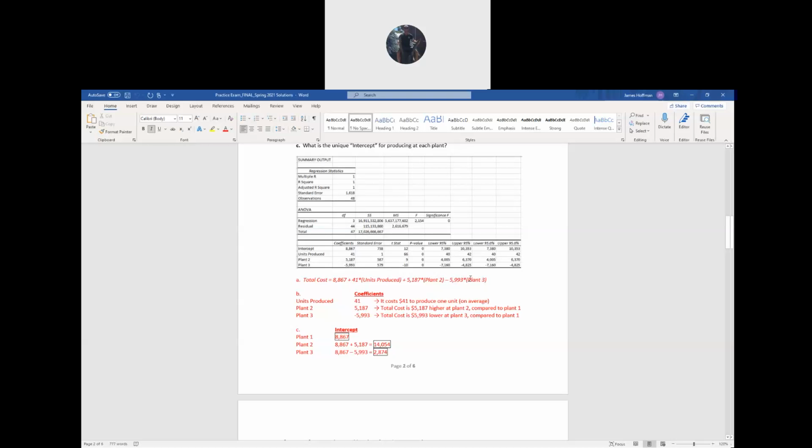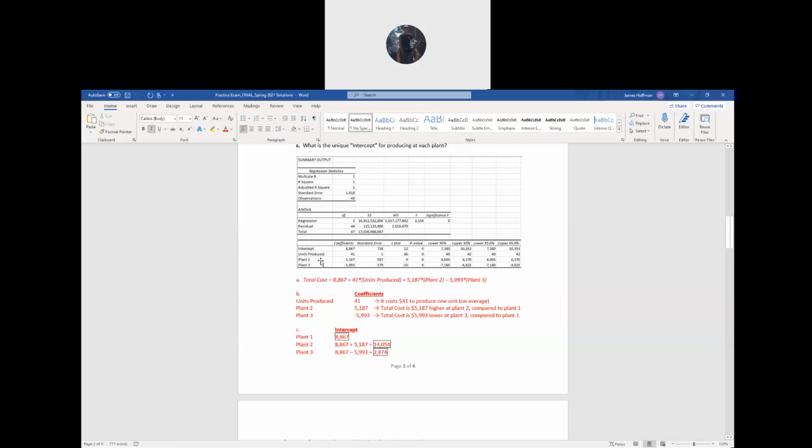Okay, so that just means if we're producing at plant 3, put a 1 in here, and you subtract 5,993. So basically, this one's a normal x variable, so the number of units you produce, plug it in there. But these are binary, and if we're at plant 2, put a 1 in there, and that adds this much to the cost. If we're at plant 3, put a 1 in there, and that adds that much to the cost. If we're at plant 1, both of these are 0, and this is just the associated cost, or added cost.